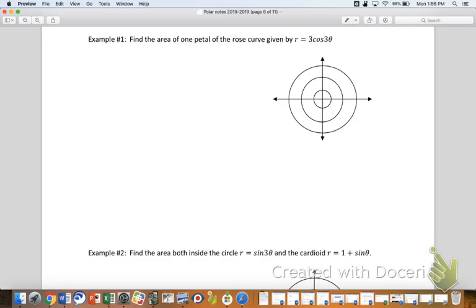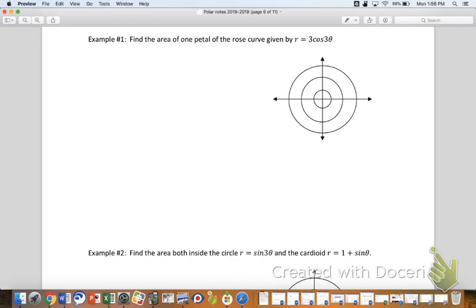Here's the key thought. Big takeaway. Whether the rose has 2 petals, 3, 4, 6, 8, 10, whatever it is, however many petals the rose has, where do all the petals start? Origin, when r is 0.